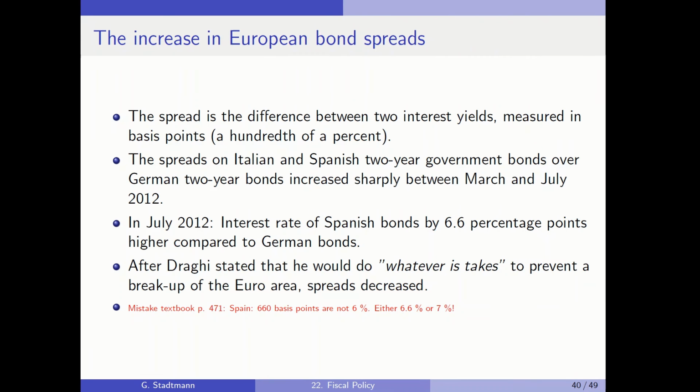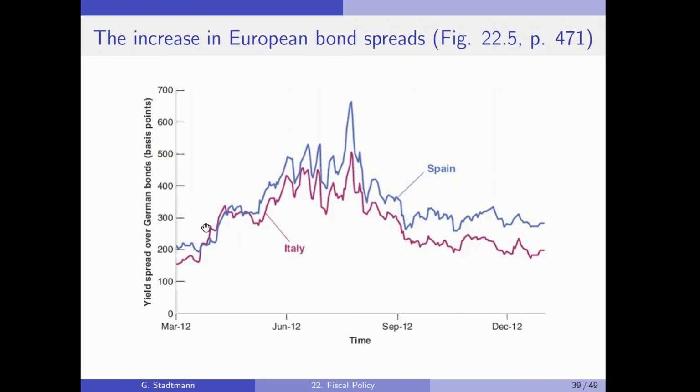The spread is a difference between two interest rates measured in basis points, like 100%. In this graph, you can see the spreads on Italian and Spanish 2-year government bonds over German 2-year government bonds. And these spreads increased sharply between March and July 2012.